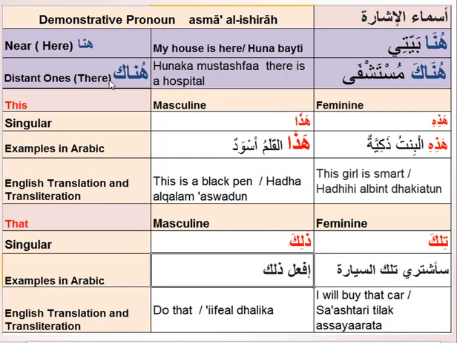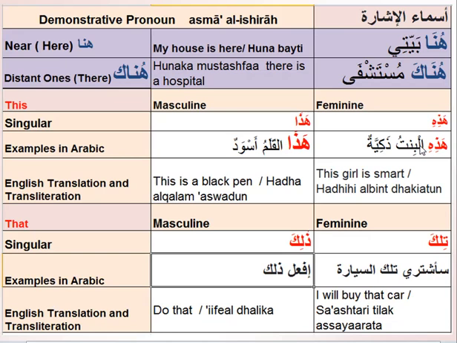Let's move on to demonstrative pronouns, where I'll cover only singular for masculine and feminine. If I want to refer to any person, place, or object which is nearby, I'll say this in English. Same thing in Arabic, we say hada. So hada al-kalamu aswadun, that means this is a black pen. Hada is referring to a pen, al-kalamu, that is black in color, aswadun. Same way for feminine, we have hazihi.